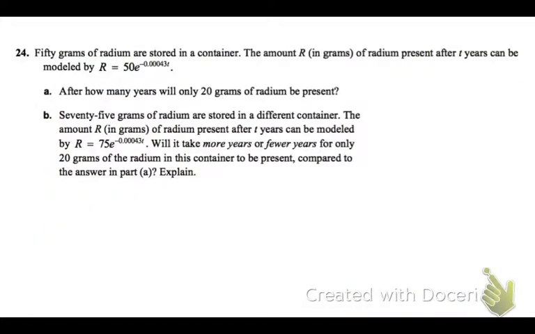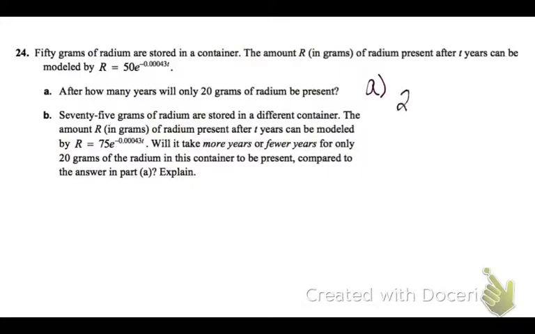Okay, and another word problem here. We have 50 grams of radium stored in a container. The amount R of radium, represented after t years, can be modeled by this exponential equation. After how many years will only 20 grams of radium be present? So we're trying to solve for how many years. That variable is t.